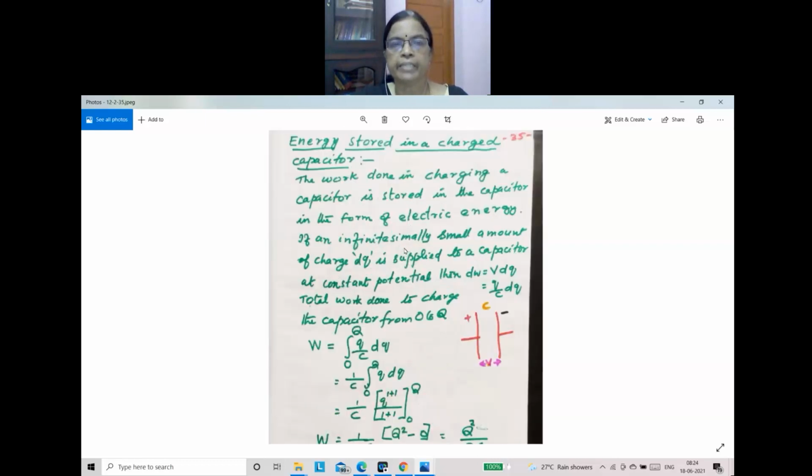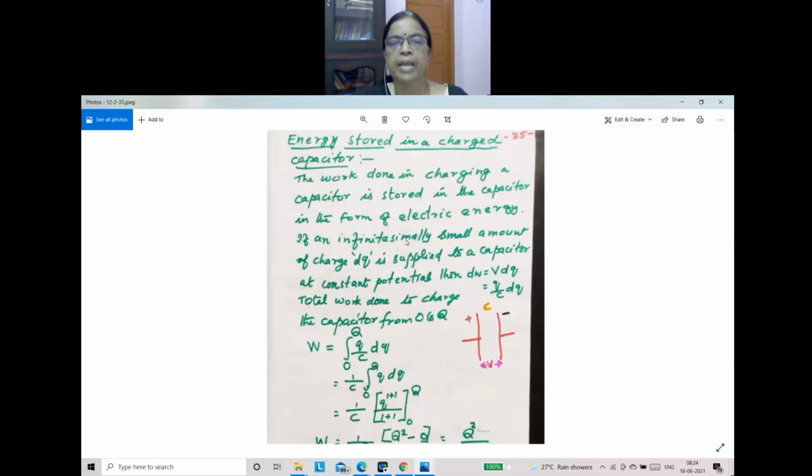Okay, next we can study a very important derivation: energy stored in a charged capacitor. I am telling everything is important, right? Because all these are important things. We cannot say which is not important. We can expect any question. This is a board exam, so you cannot leave anything. You have to study. So, energy stored in a charged capacitor.